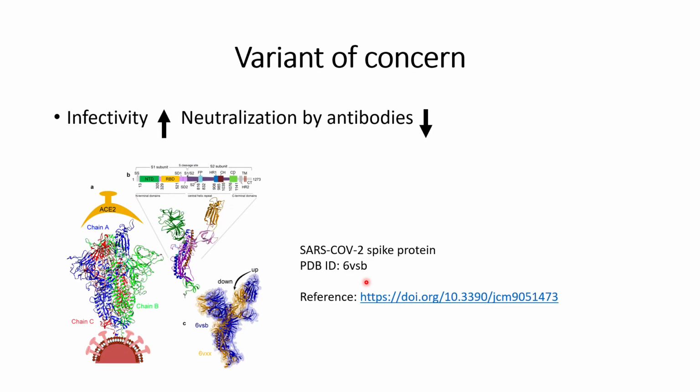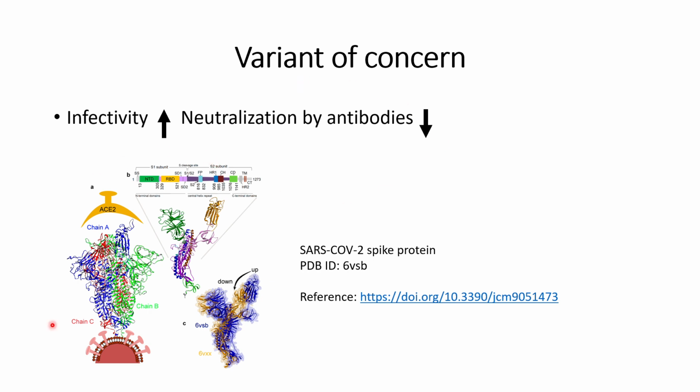Let us now understand what we have discussed. We need to understand why we have included only these variants, not the other variants. The main reason is that they are variants of concern. WHO defines a variant as a variant of concern when its infectivity is more and the neutralization capacity of the antibodies is less for that variant. Otherwise, that variant is considered a variant of interest.